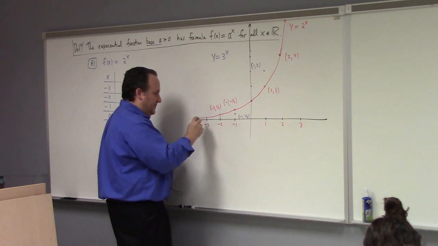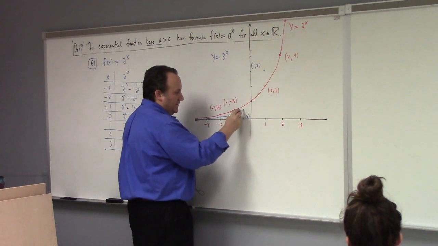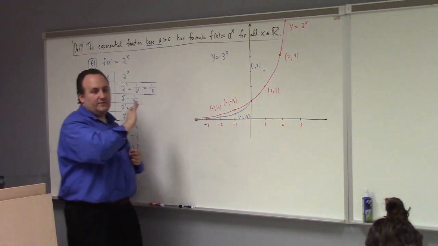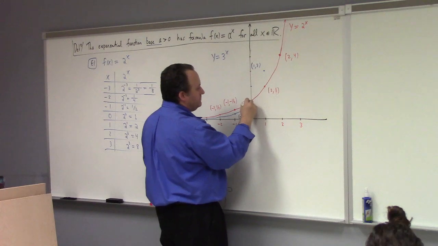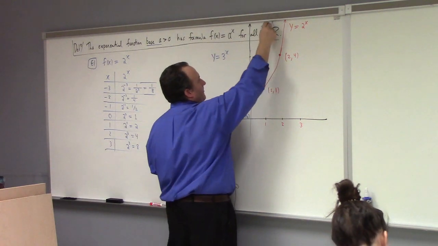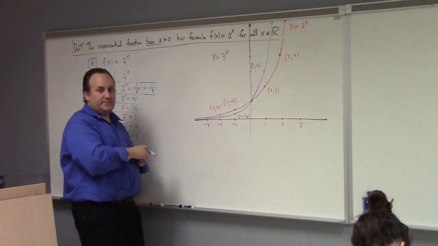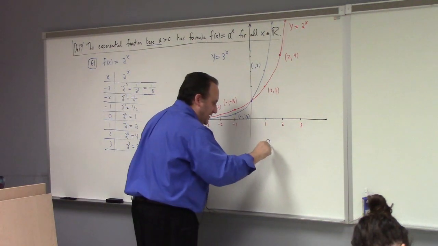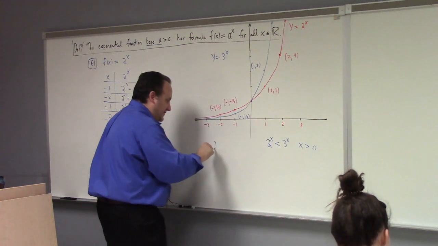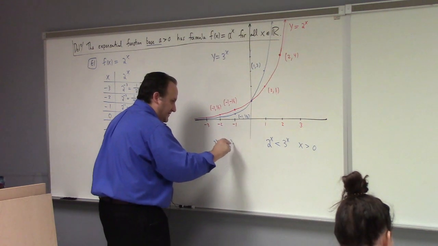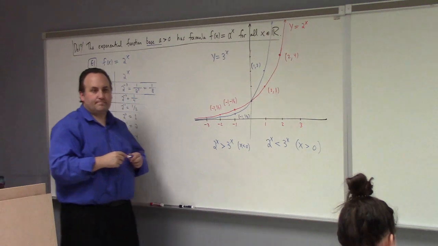All right, so basically 3 to the x is under 2 to the x for negative values. See that? It's under it. And then they cross at the y-intercept. And then for positive values, 3 to the x beats 2 to the x. See that? So there's your 3 to the x. What I'm trying to say is that 2 to the x is less than 3 to the x for x positive, whereas 2 to the x is greater than 3 to the x for x negative. All right? Make sense?